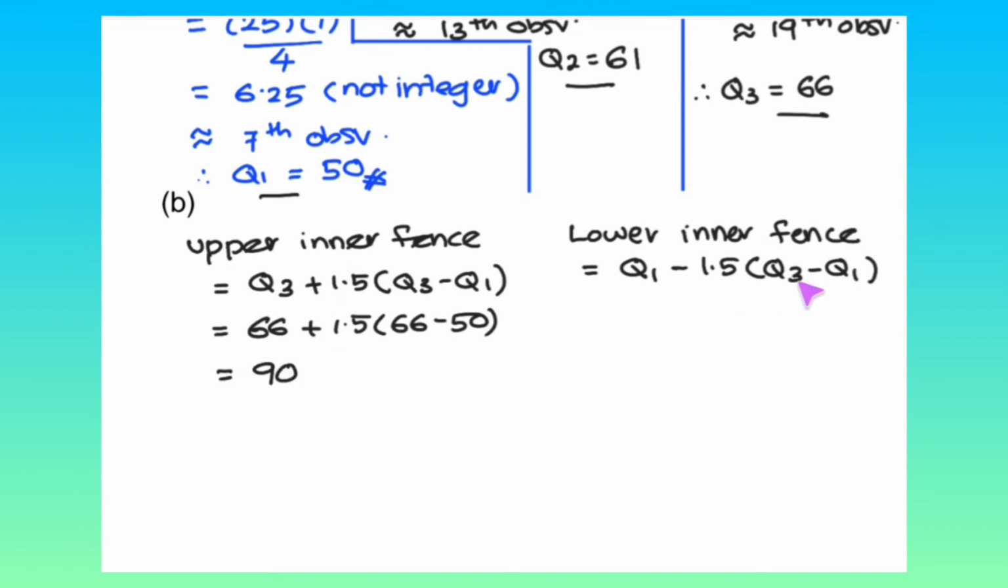And for the lower inner fence, the formula given is Q1 minus 1.5 times Q3 minus Q1. So substitute the values. Here we have 50 minus 1.5 times 66 minus 50. So the answer here is 26. That's all for question A.